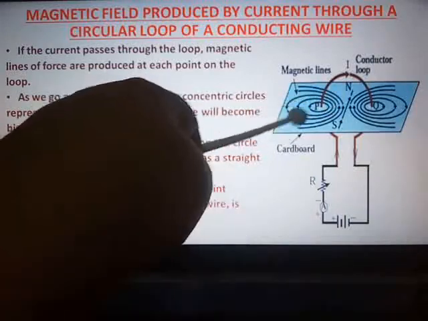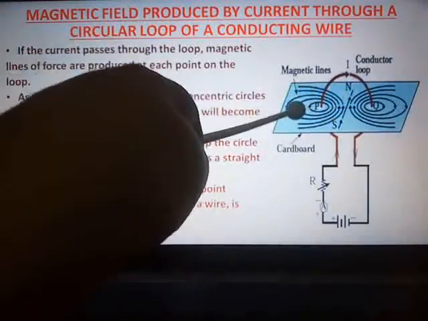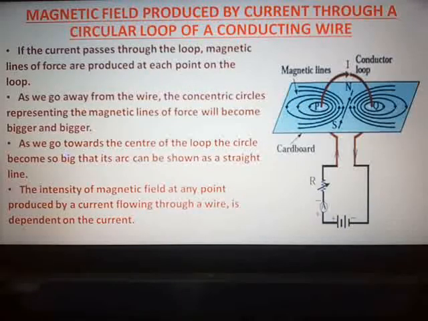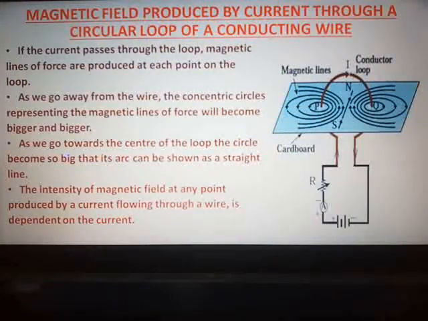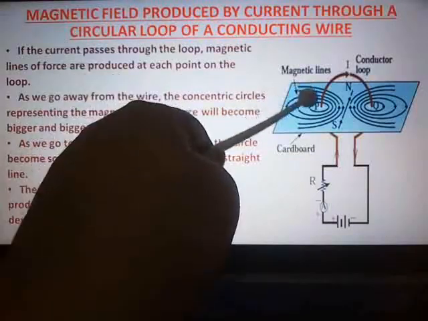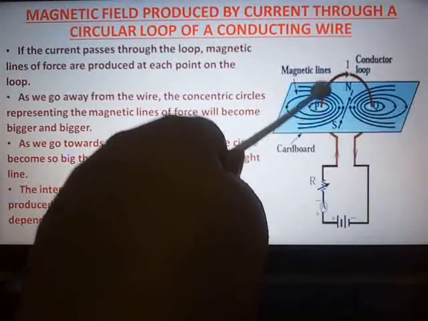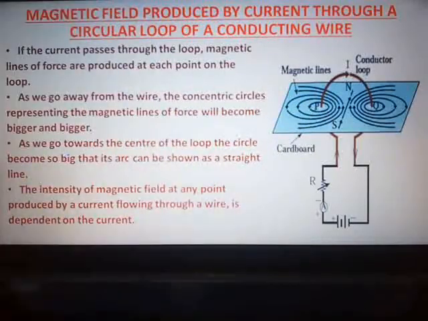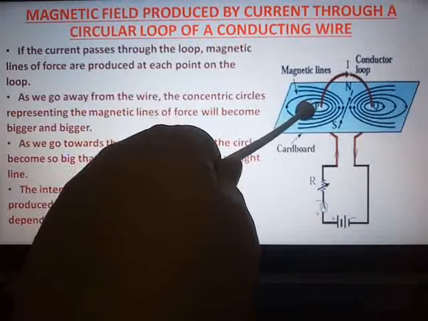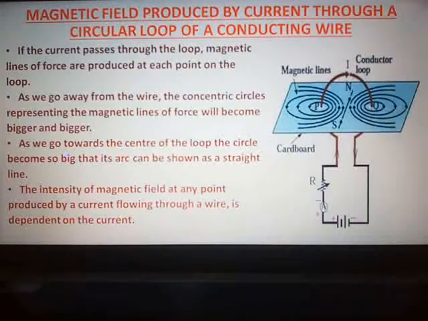You can see this. At each point of the loop, you can see the magnetic lines of force being produced. And as you move away and away from the wire, these concentric circles, what are the circles representing? They are representing your magnetic lines of force. As you go away from the wire, they will become bigger and bigger. And as you go towards the center of the loop, they become so big that the arc can be shown as a straight line.